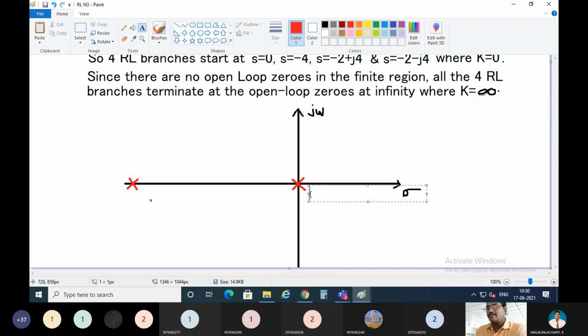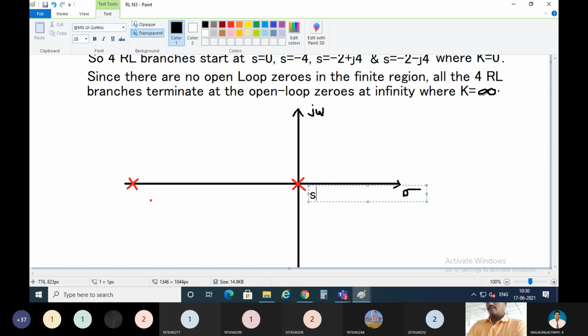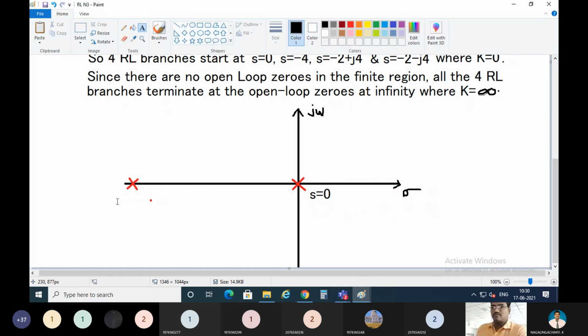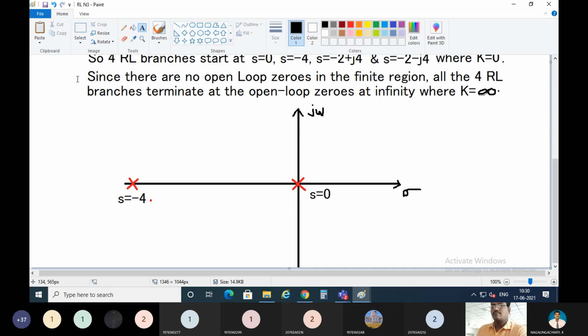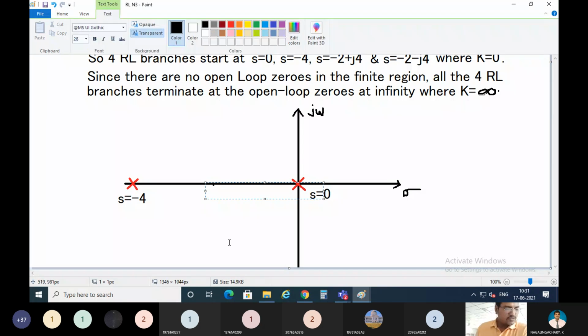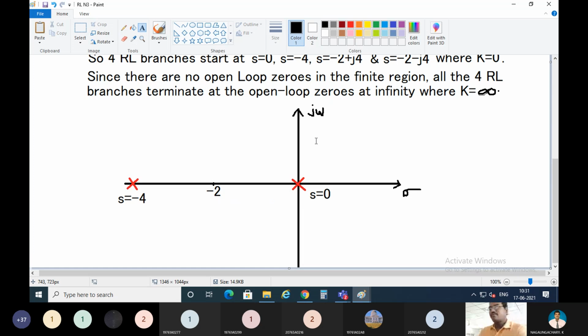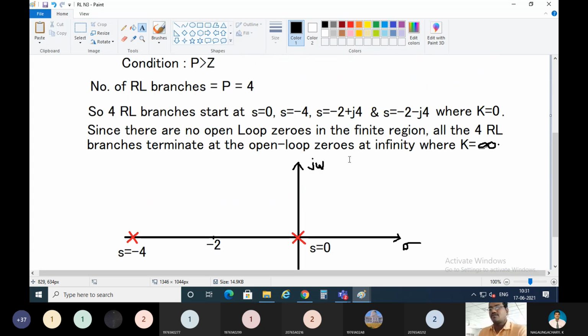So you can write it: S is equal to 0, and here S is equal to minus 4. Next, exactly at the center, this is minus 2, the center point minus 2. So what is the third one? It is minus 2 plus J4.